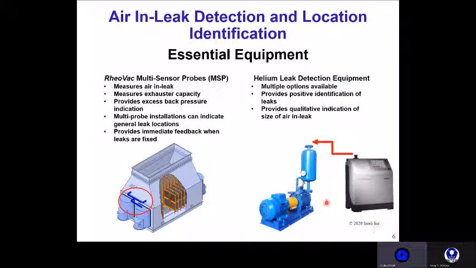And here's the helium leak detector, located on the discharge of the exhauster system. The helium leak detection equipment provides positive identification of the specific leak location. It provides a qualitative indication on the size of the leak, whereas the REEVAC system provides a quantitative measurement of that air in-leakage. With this essential instrumentation setup, we can very quickly quantify problems, find sources for degraded condenser performance, and quantify the performance improvement when leaks are identified and repaired.